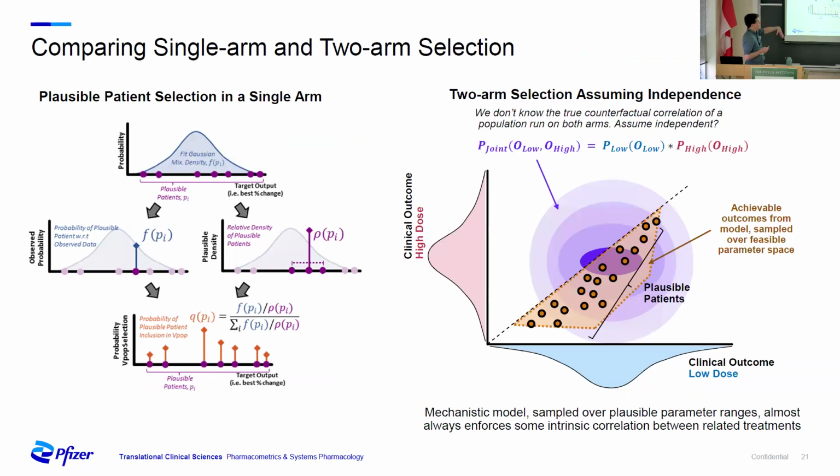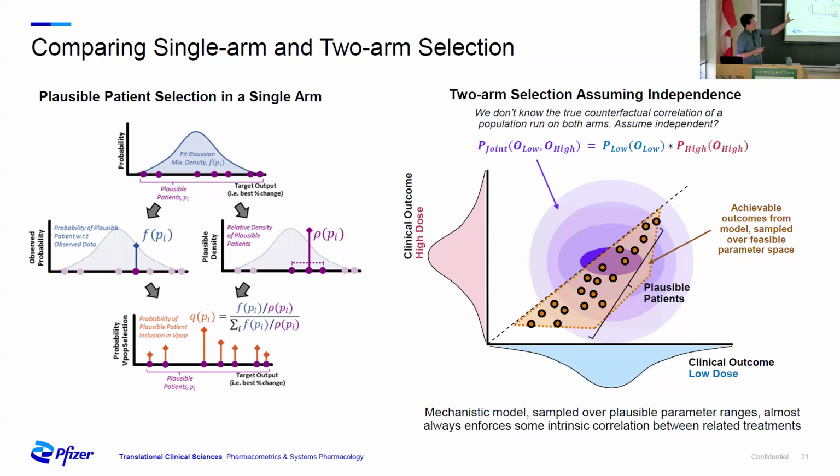So I've explained how we do this in 1 arm, and in 2 arms, what we commonly do is assume independence. But the problem here is the model, being mechanistic, has some imposed correlation between the therapies. And it's reasonable that if 2 therapies target the same pathway, or 2 different doses especially are targeting the same pathway, there's going to be a correlated response. Non-responders under a high dose are probably also going to be non-responders under a low dose. And correspondingly, those parameters will be resistant under both doses.